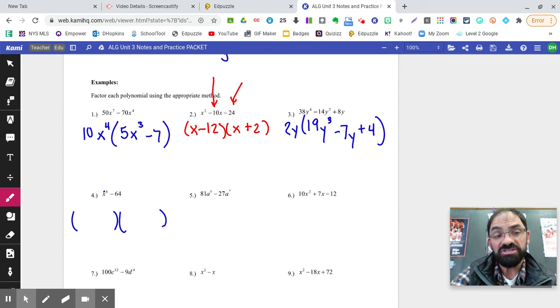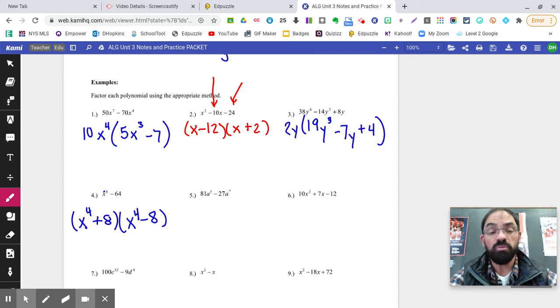And if those hold true, then it's the difference of two perfect squares. So the square root of x to the 8th is x to the 4th times x to the 4th. The square root of 64 is 8 times 8. One of them is positive, one of them is negative.